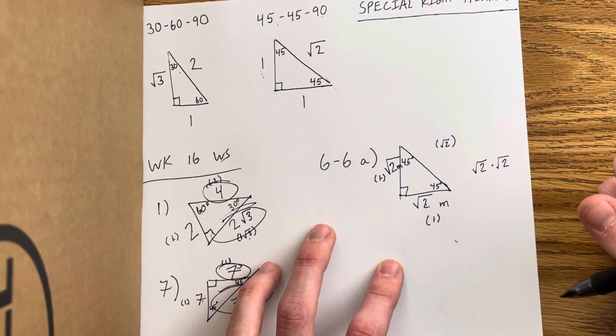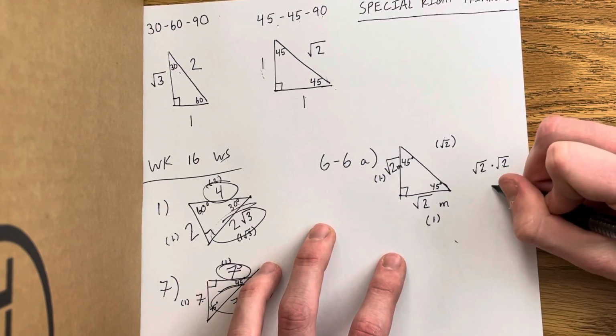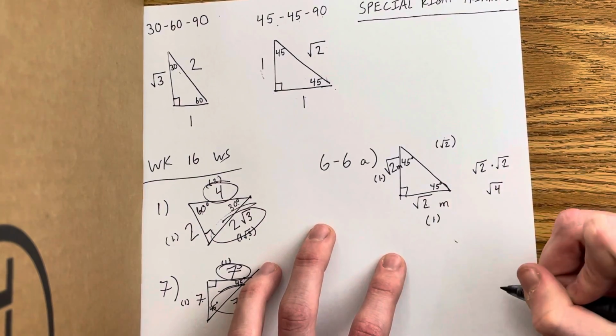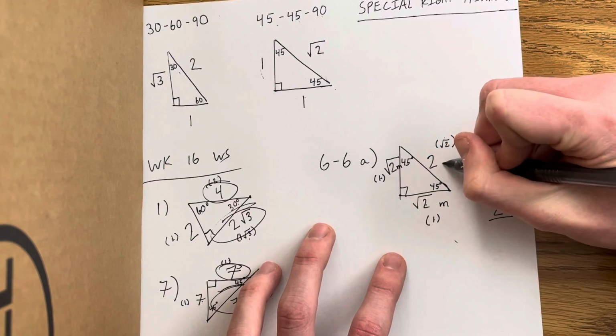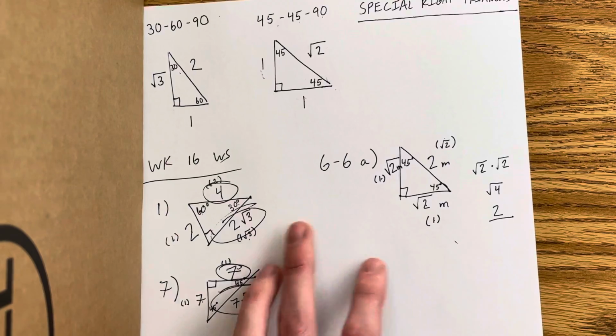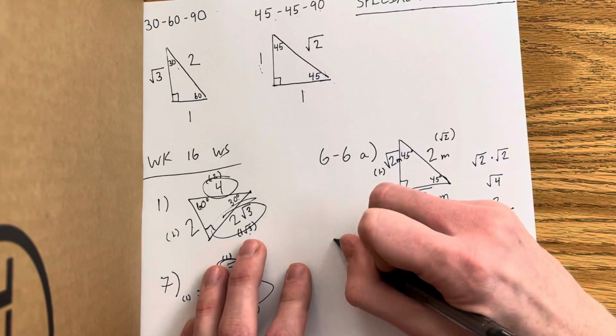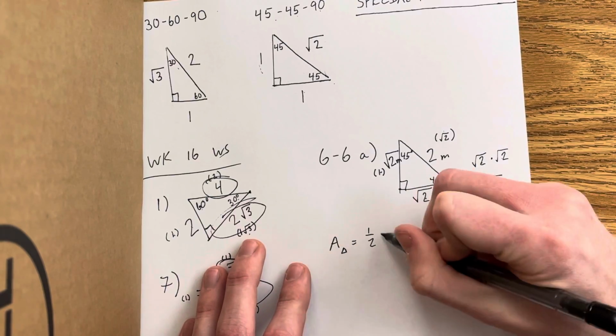And that will give us our answer, but first we should simplify it. So square root of 2 times the square root of 2 is the square root of 4, and the square root of 4 is just 2. So my hypotenuse has a value of 2 meters. Now we need to find the area and the perimeter. So the area for a triangle is equal to 1/2 base times height.